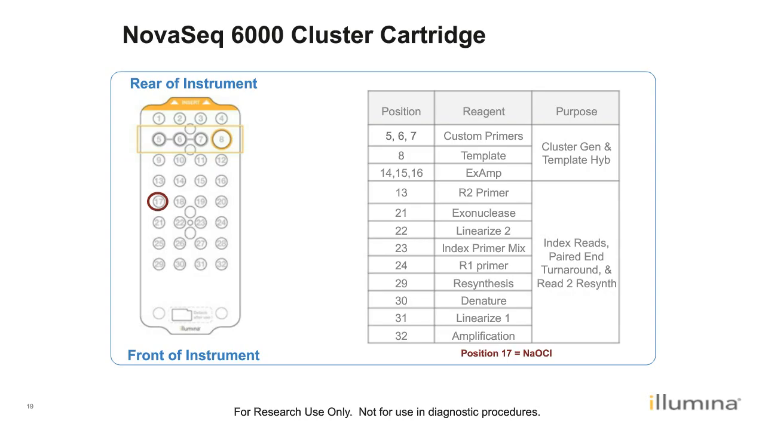Position 17 contains the sodium hypochlorite or bleach, and this is used for the automatic post-run wash. It is diluted to 0.12% with buffer before being used to make sure we clean out the template line to prevent sample carryover. We also have a removable position, position 30, for the formamide, similar to the NextSeq and MiniSeq cartridges.